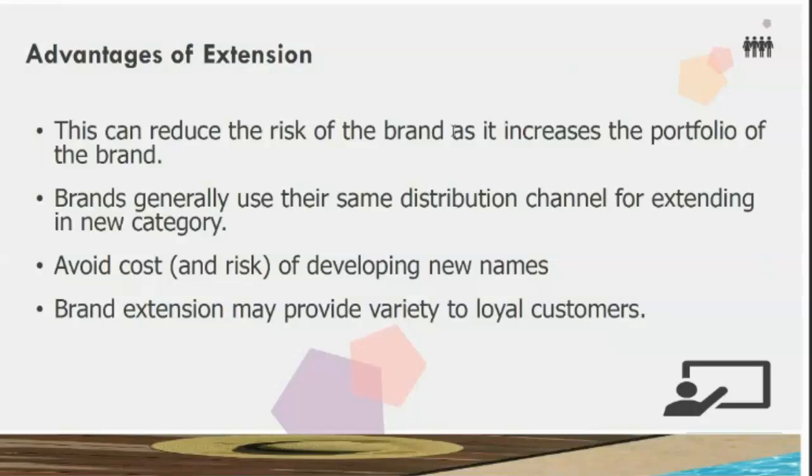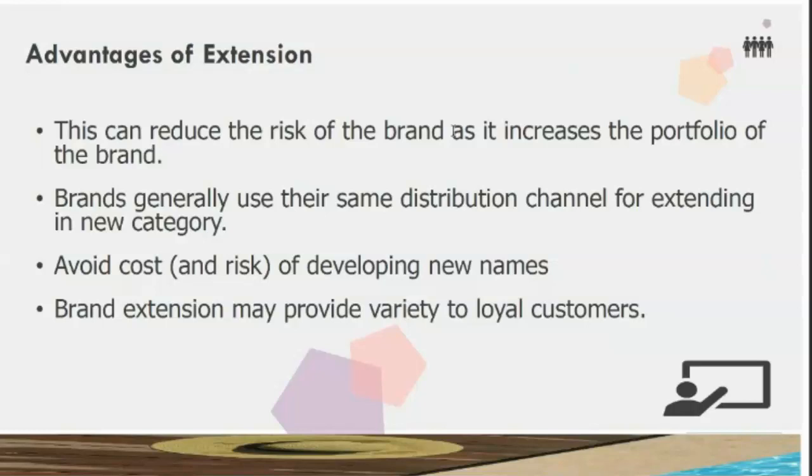So there you can easily save your cost. Avoid the cost of developing new names. A lot of brands use their existing name. For example, Samsung uses Samsung only, LG uses LG only, Haier uses Haier only, Lloyd uses Lloyd only, Whirlpool uses Whirlpool only. A lot of brands don't want to get into a new product name or new brand name. They use their existing name for developing all their products.